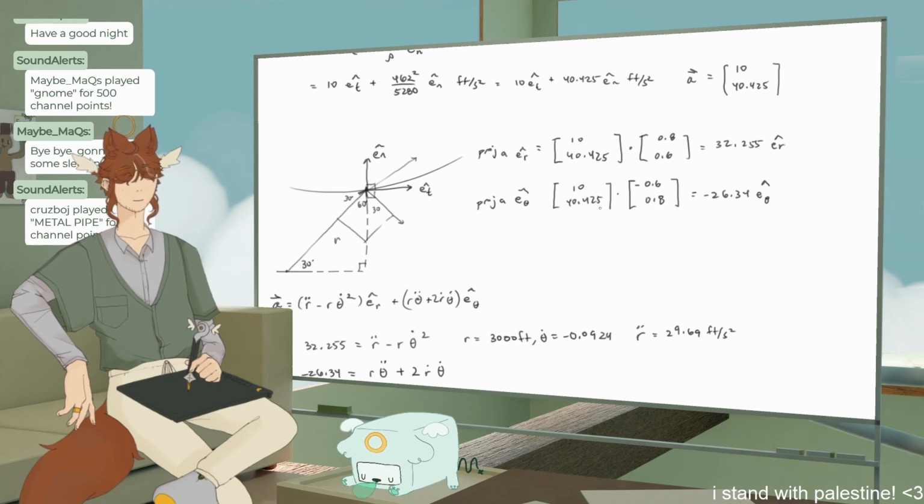Huh. Let's try this. 8 plus 40.425 times 0. That is very odd that I'm getting this still. If I just square theta up here, and then this times, it's not 5280, it's 3000. Oh? Wait, I might have done something a little different.